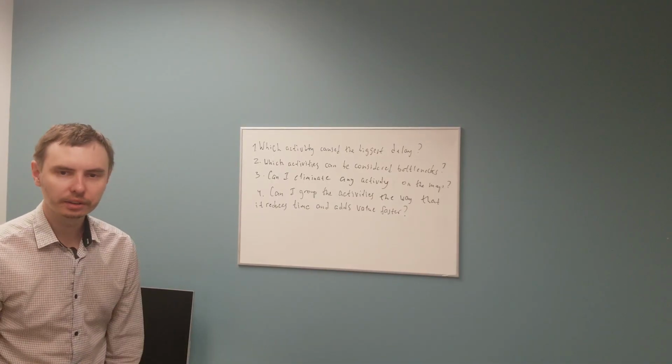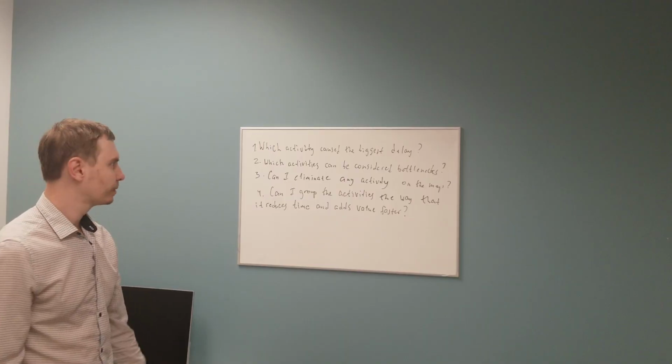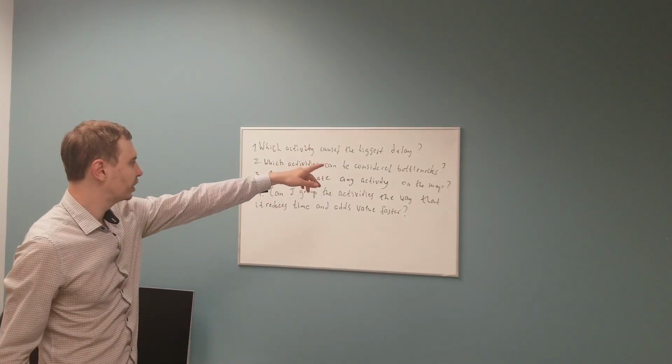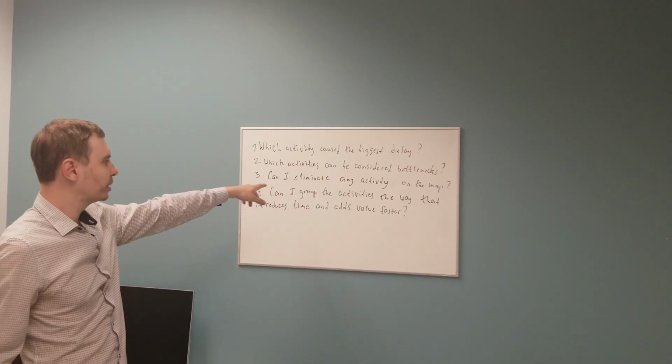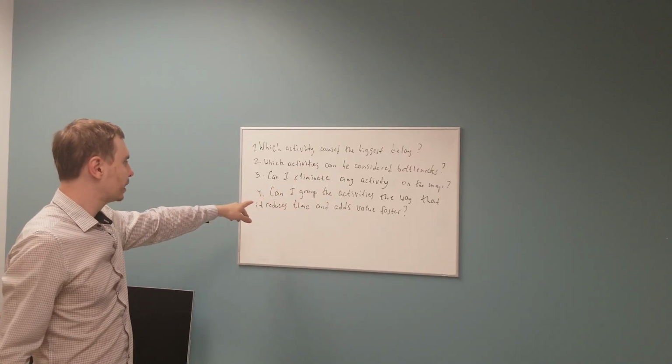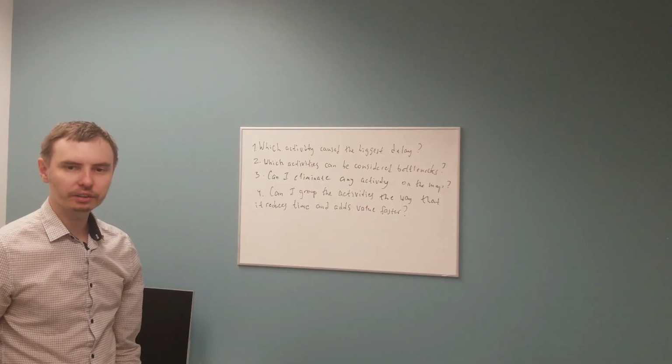Once the mapping is complete, it's time to make adjustments. One could ask the following questions. Which activity caused the biggest delay? Which activities can be considered bottlenecks? Can I eliminate any activity on the map? Can I group the activities in a way that reduces time and adds value faster?